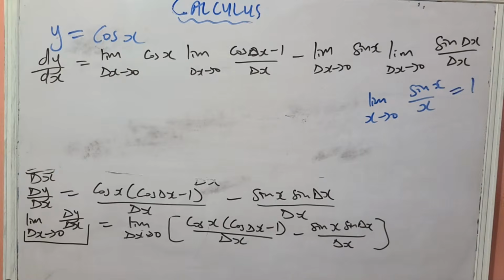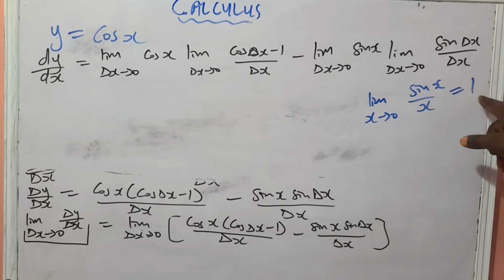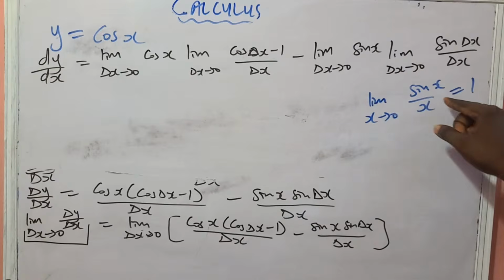I can solve it right away. There's no big deal about it. But I need to tell you that sometimes for you to be able to solve quickly, especially in the exam hall where you are constrained with time, you want to remember some of these things. So if you use L'Hopital's rule, you will get this as 1. Limit of x tending to 0 of this is 1.